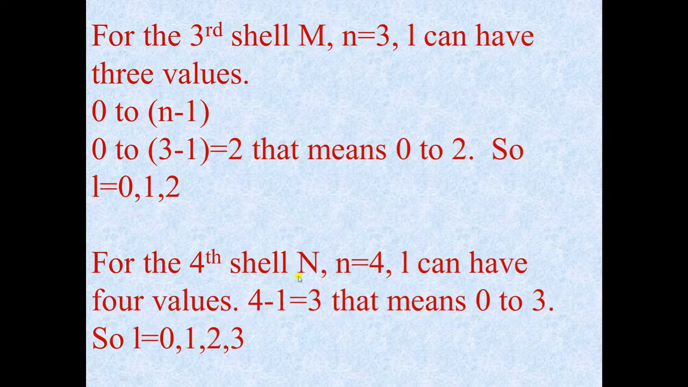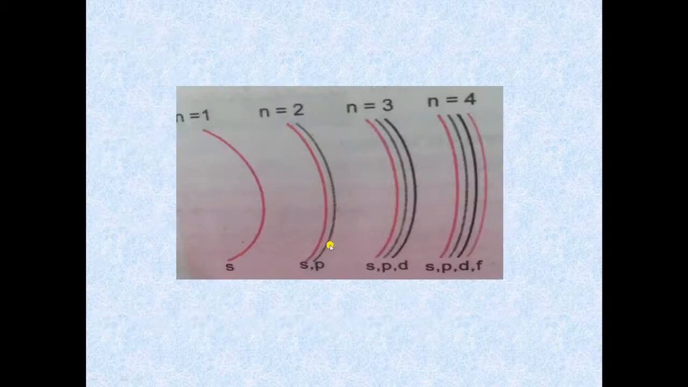In fourth shell, capital N, value of principal quantum number is 4. So small l can have 4 values. 0 to n minus 1. So here n is 4. So 4 minus 1 is equal to 3. That means 0 to 3. So value of l is equal to 0, 1, 2, 3. That means 4 subshells are present in fourth shell. Now look at the diagram. In fourth shell, 4 subshells are present, S, P, D and F.